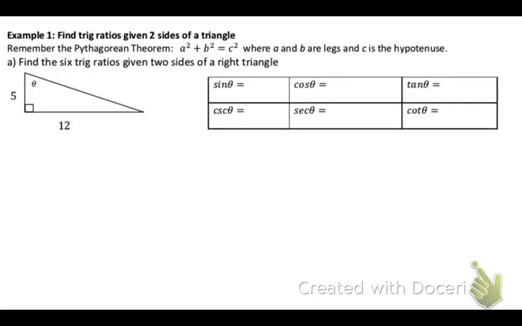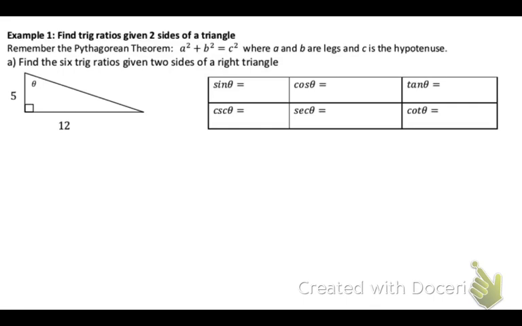All right, let's look at this example. It says find the trig ratios given two sides of a triangle. And notice it's a right triangle. Also, remember the Pythagorean theorem: a squared plus b squared, which are the legs, equals the hypotenuse squared. Find the 6 trig ratios given two sides of this triangle.